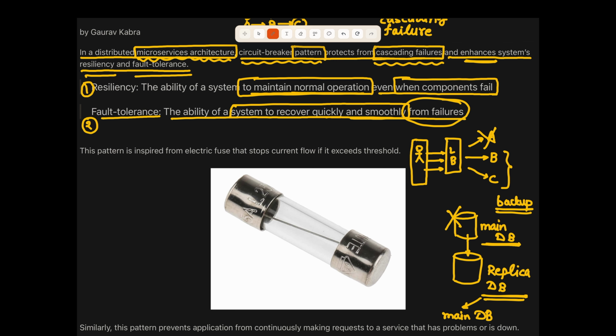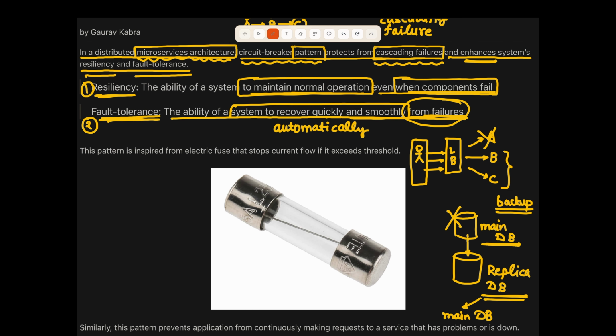So resiliency is when components fail. Similarly, fault tolerance is also when components fail. There is some failure in the system. But the resiliency is the ability of a system to maintain normal operations even when components fail. To end user, there is no impact. Fault tolerance is the ability of a system to recover quickly and smoothly, even though there might be some kind of disruption for a very brief moment. But the system will recover automatically, quickly, and smoothly. No human intervention should ideally be needed to call a system 100% fault tolerant.